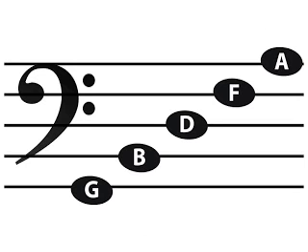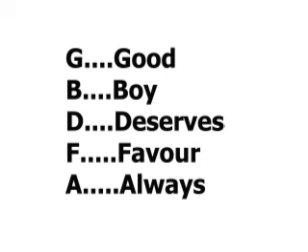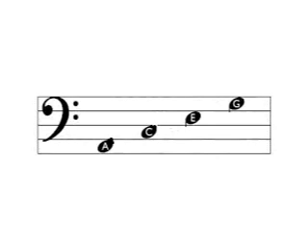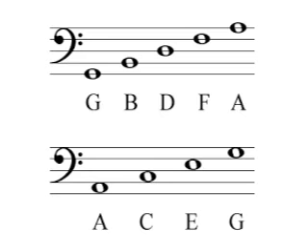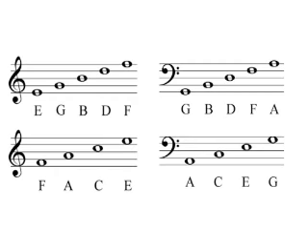For the bass staff, we have G, B, D, F, A. You can remember that with "Good Boys Deserve Favor Always." And then the spaces between them, we have A, C, E, G. You can say "All Cows Eat Grass," just to remember that. So those are the names for the lines and spaces of the treble and bass staff. There's a reason why they are given alphabetical names. You're going to know about that very soon.